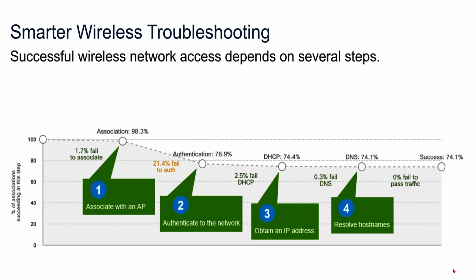Any kind of failure indication here would be based on RF interference, whether it's adjacent channel interference or co-channel interference, maybe a low RSSI or SNR value, or maybe channel utilization, saturation, or maybe the AP is reaching some sort of capacity limit. If this fails, the client never joins the network.